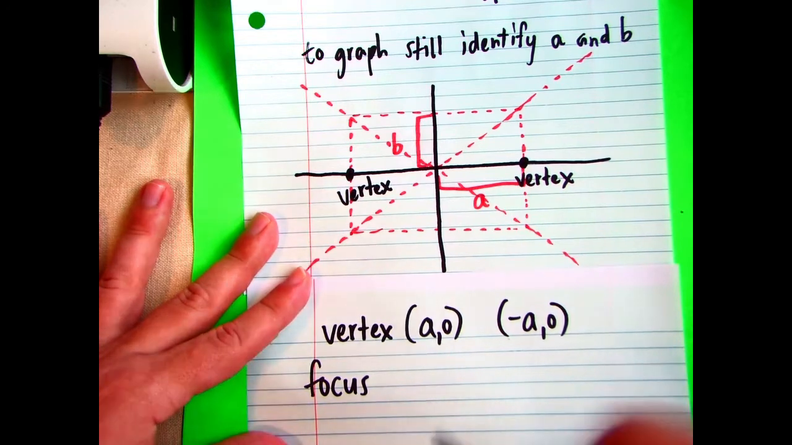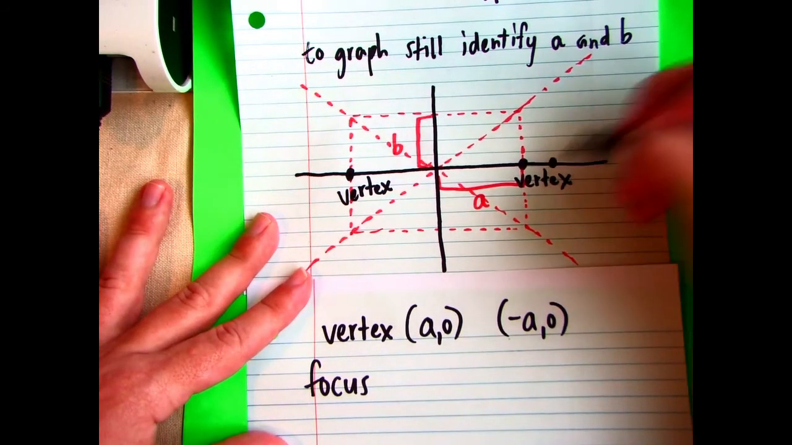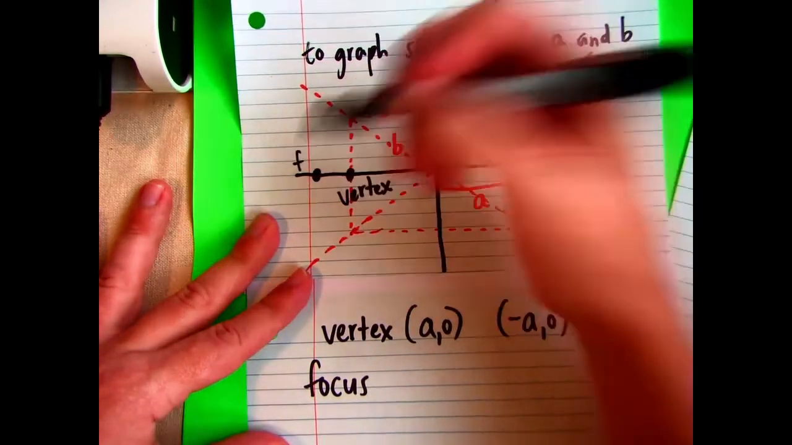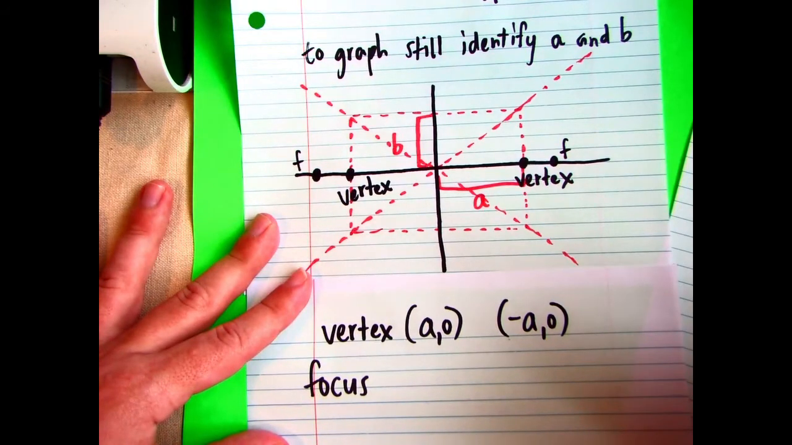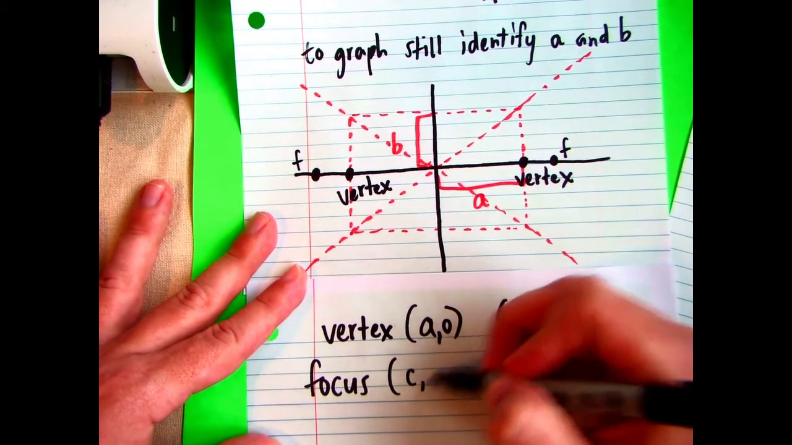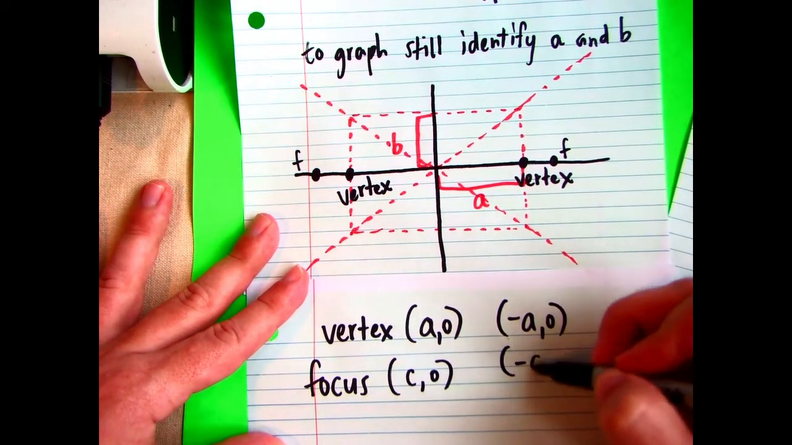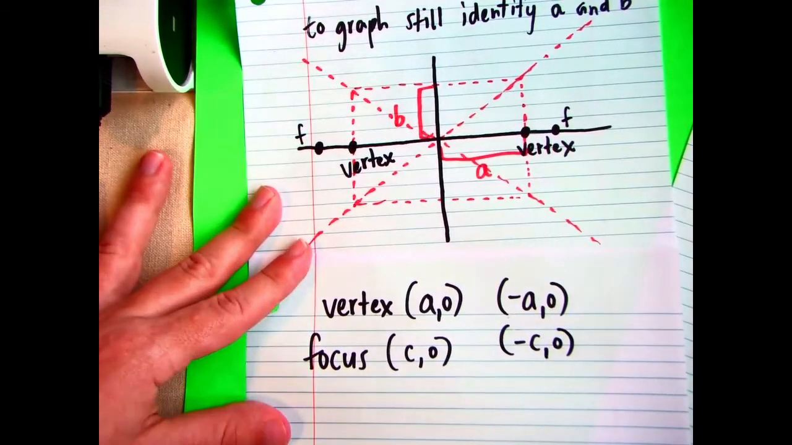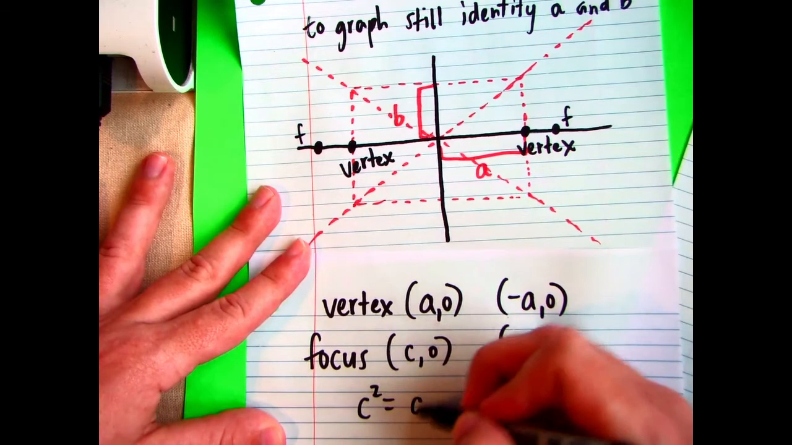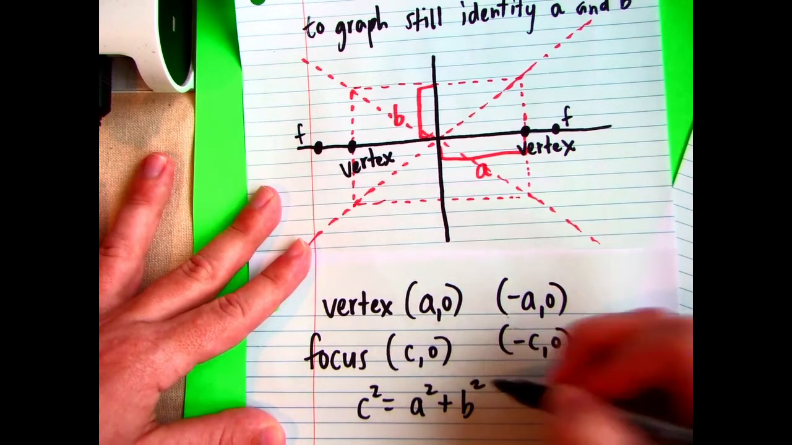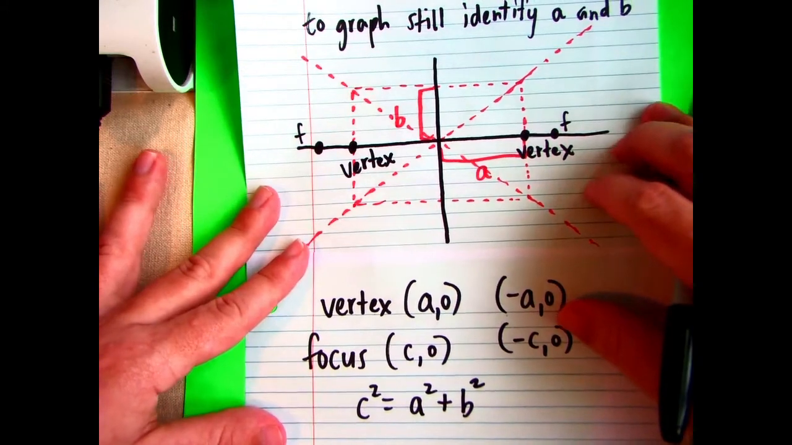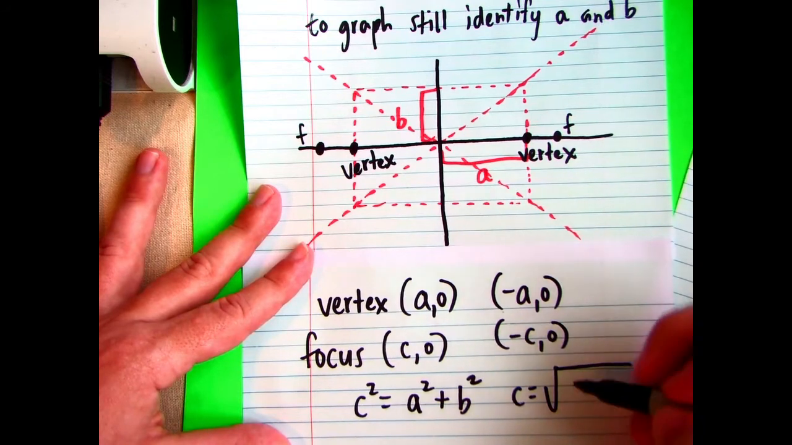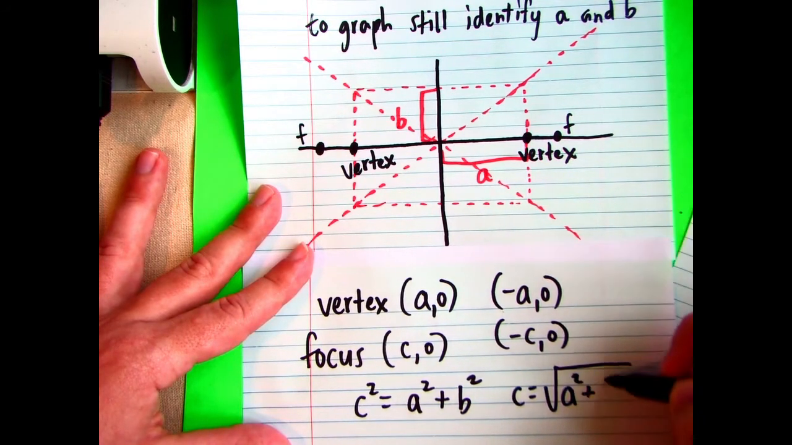The focus is going to be at c comma 0 and negative c comma 0. And you see those points, they're kind of outside of the rectangle. They're out on the ends there. So we got to be able to get c. How do we get c? Well, c squared is a squared plus b squared. So c is the square root of a squared plus b squared.